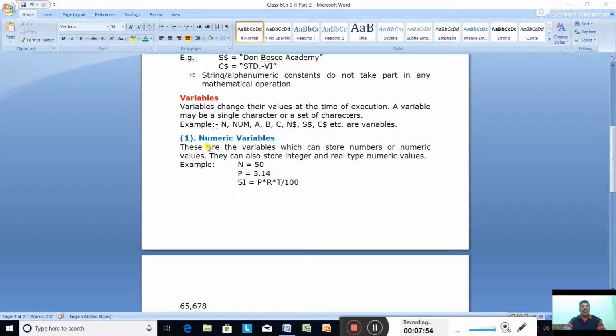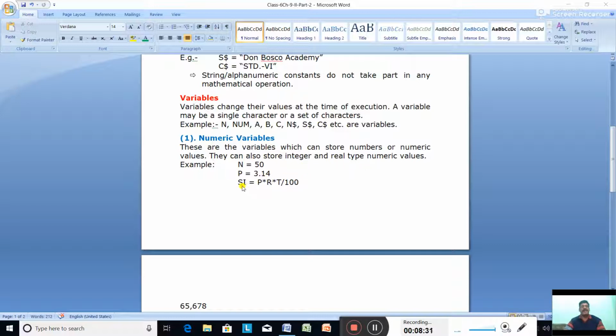Now the last topic of today's class: what are numeric variables? Numeric variables are the variables which can store numbers or numeric values. They can store numbers, or any numeric expression, any mathematical formula. They can also store integer and real type numbers. For example, n = 50. The n is the name of the numeric variable and 50 is a numeric constant. Pi = 3.14. So 50 is an integer and 3.14 is a real value.